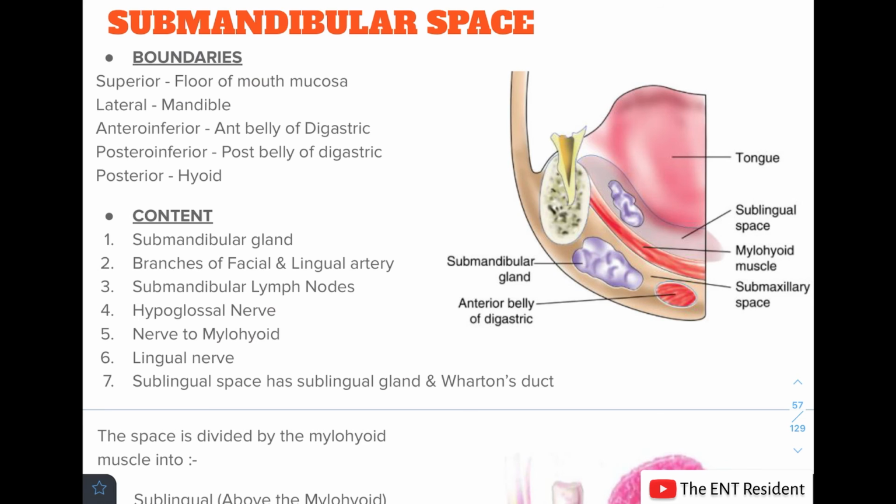The submandibular space. Now it is bounded superiorly by the floor of the mouth mucosa. This space over here is the submandibular space.